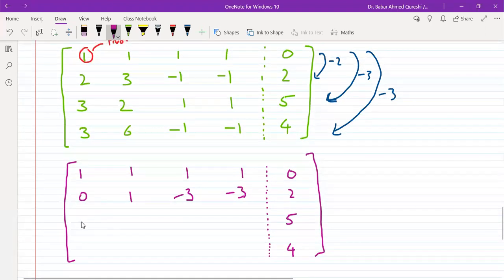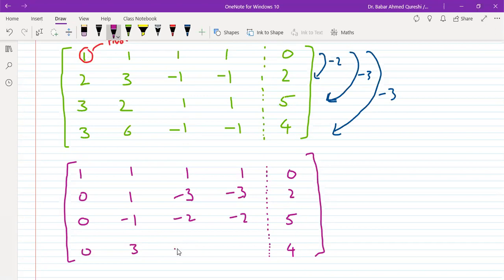Yeah, so 0 here, -3 plus 2 is minus 1, -3 plus 1 is minus 2. Then 0 here, -3 plus 6 is 3 here, -3 minus 1 is a -4 here, and a -4 here.